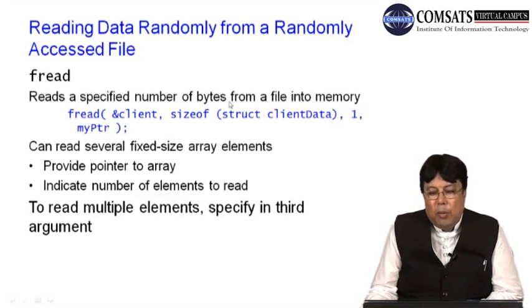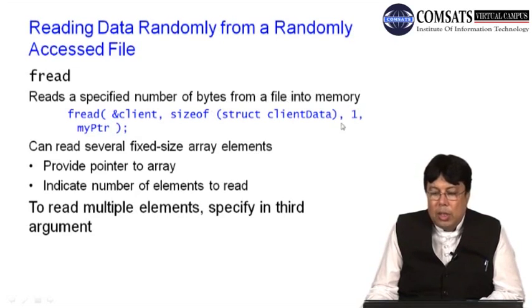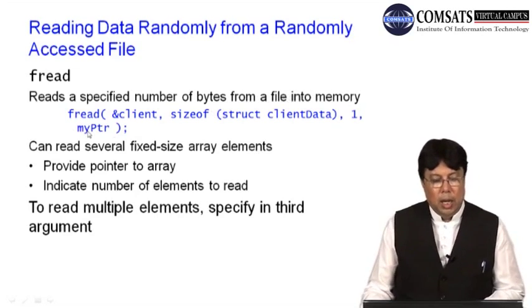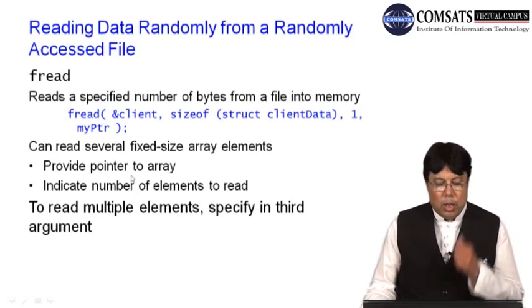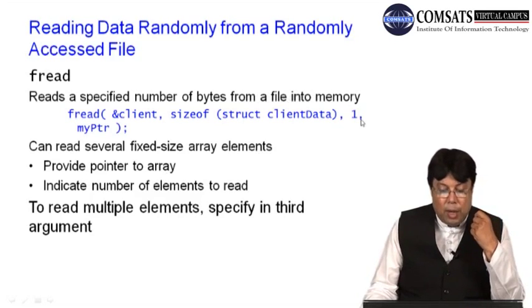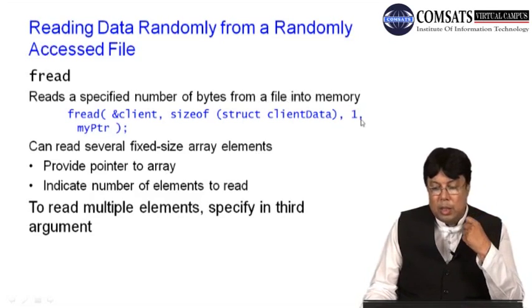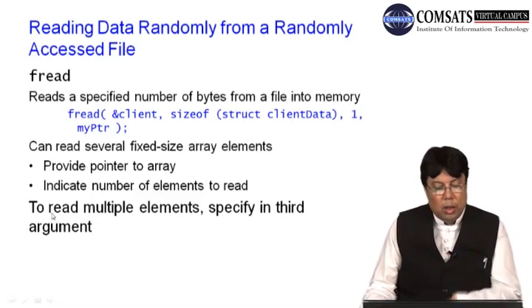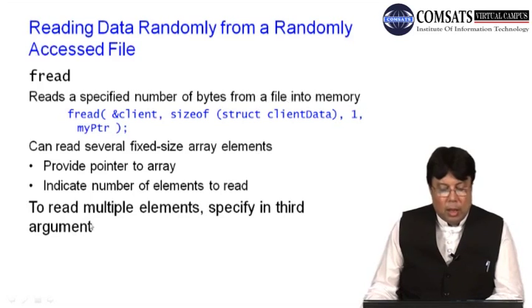So read a specified number of bytes from the file into memory. We use the fread function. You will read record by record, one record at a time. For that purpose, you need to provide the address, then the size of the data, and then the pointer. You can provide a pointer to an array or a pointer to a structure. Then you indicate the number of elements that you are going to read. To read multiple elements, specify the third argument. That is the first, that is the second, that is the third.